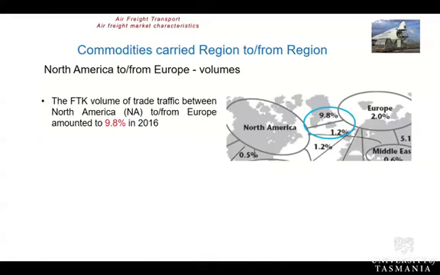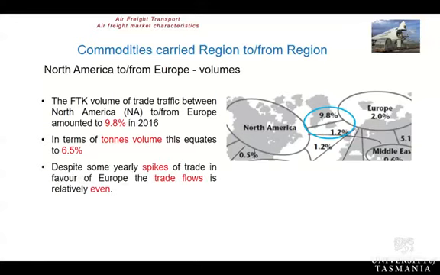North America and Europe, around about 10%. About half the volumes moving between North America and Europe versus North America and Asia and Europe and Asia. In terms of tonnage, 6.5%, so relatively low, you could argue. And as a snapshot of that particular trading lane, you'd say that not a lot has changed over a period of time.